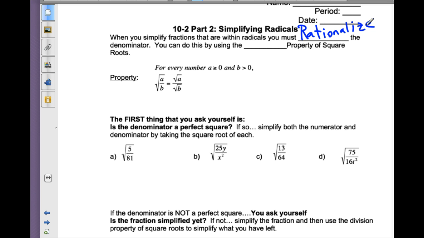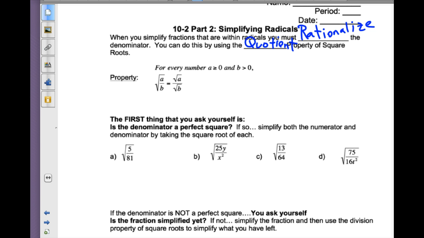Rationalize the denominator. You can do this by using the quotient property of square roots. I can never spell quotient. Q-U-O-T-I-E-N-T. All the quotient property says is that if you have the square root of a fraction, you break up your square root and do the square root of the top over the square root of the bottom. It only makes sense, and I know you will do that a lot.